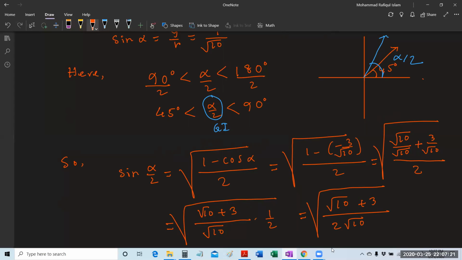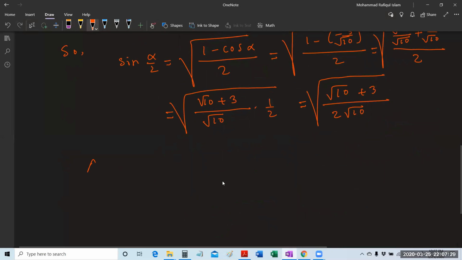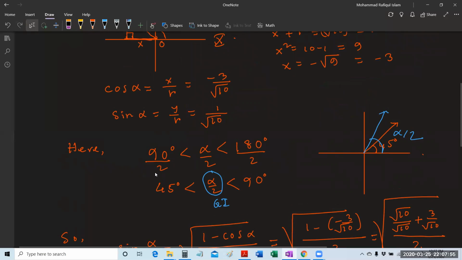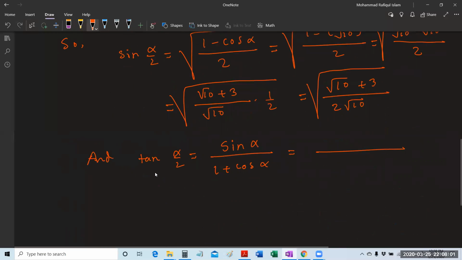Hope this helps. Now we'll solve one more problem. No, we are not done yet. We have to find the value of tan alpha by 2. Tan alpha by 2 equals, we can use this formula, sine alpha over 1 plus cosine alpha. Now we just have to substitute the values of cosine alpha and sine alpha. We calculated sine alpha equals 1 over root 10 here, and cosine alpha we already used. So let's substitute those values here.